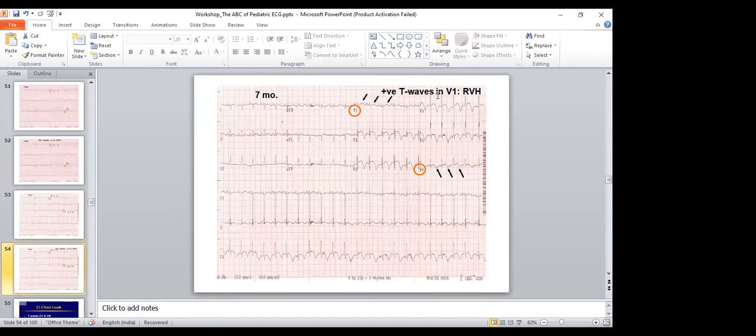A positive T wave in V1 at 7 months is suggestive of right ventricular hypertrophy, and if we see a corresponding negative T wave in V6, the T wave with right ventricular hypertrophy will be the exact opposite of what is normal.